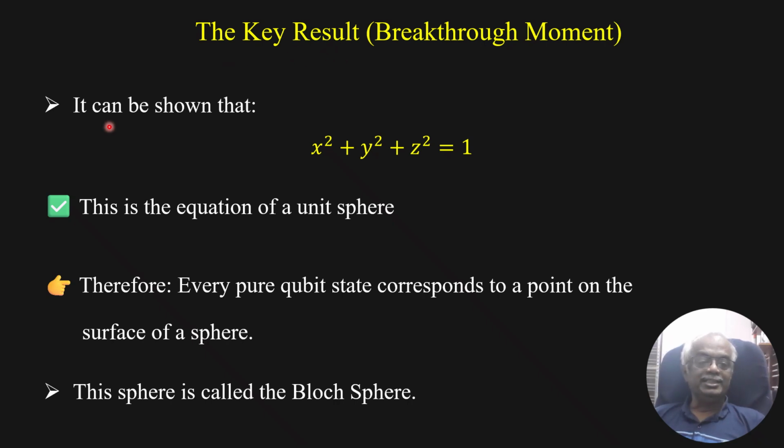The key result, it can be shown that x squared plus y squared plus z squared is equal to 1. So you remember, this is the equation of a unit sphere. Therefore, every pure qubit state corresponds to a point on the surface of a sphere. So every qubit is a point on the surface of the sphere. This sphere is called Bloch sphere. We are going to deal with it in detail.